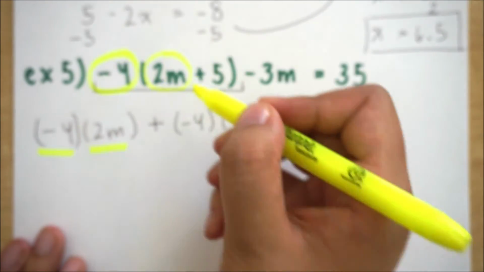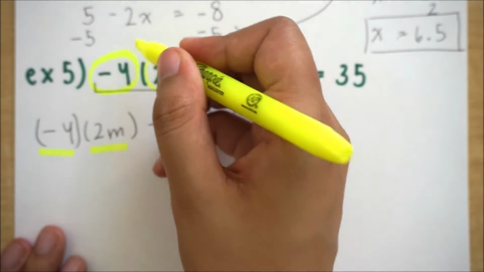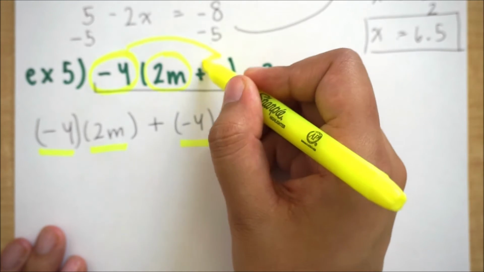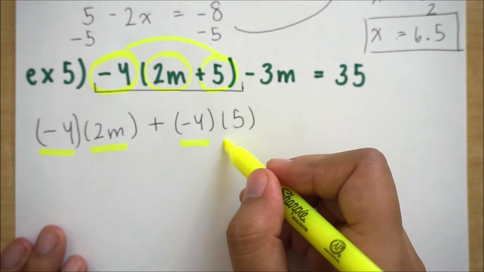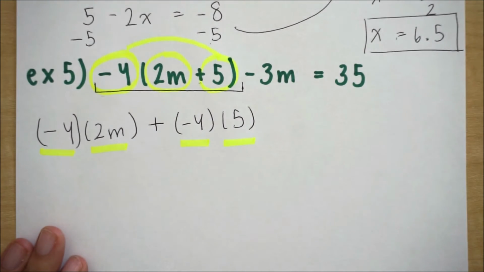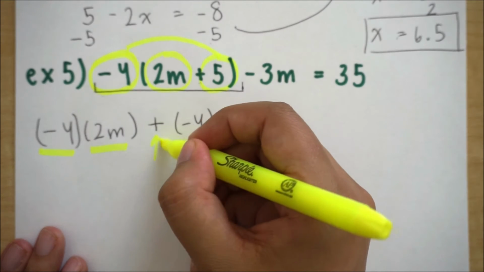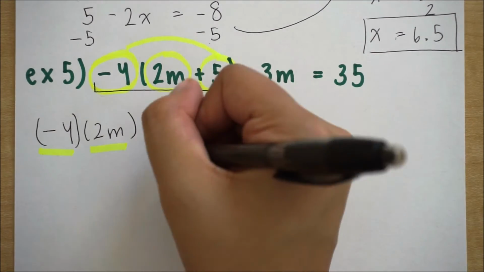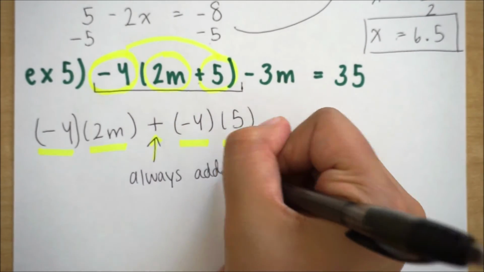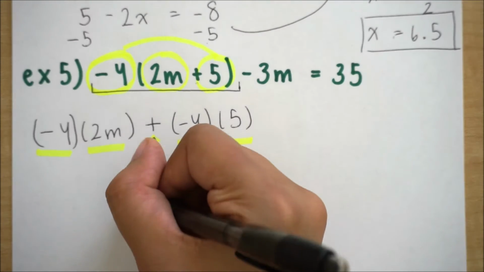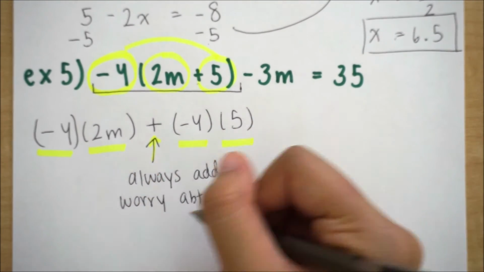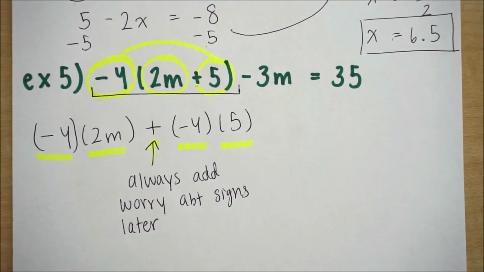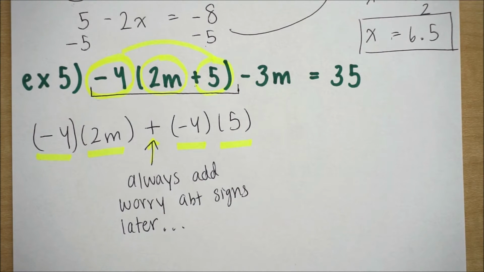But the second part is negative 4 times the next term, which is positive 5. And we're going to go ahead and add these two parts together. So that is what that plus sign is. So you may be tempted to say, okay, we can just make that negative, but I want to go through every single step. Where are these signs coming from? So we're going to add, and we're going to worry about organization and signs later, right?